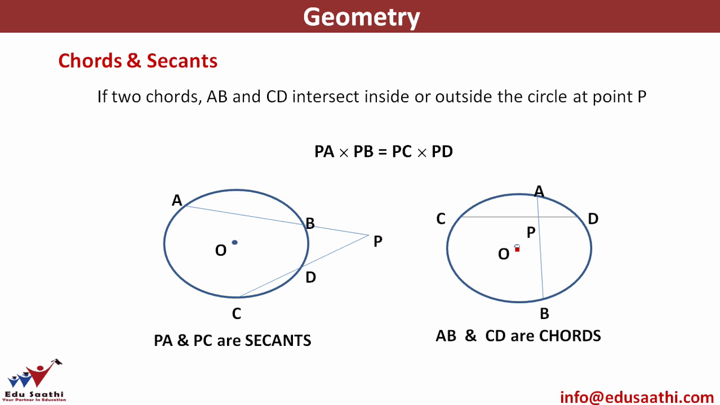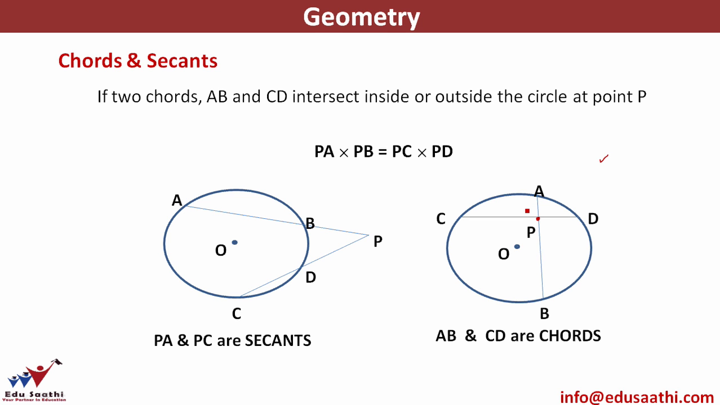Now let's look at the second thing, which is a secant. I've already understood chords. Look at figure 2 that I have. Here AB and CD are the two chords of the circle which are intersecting at a point P. Now this point P is the point of intersection of the two chords that you have.